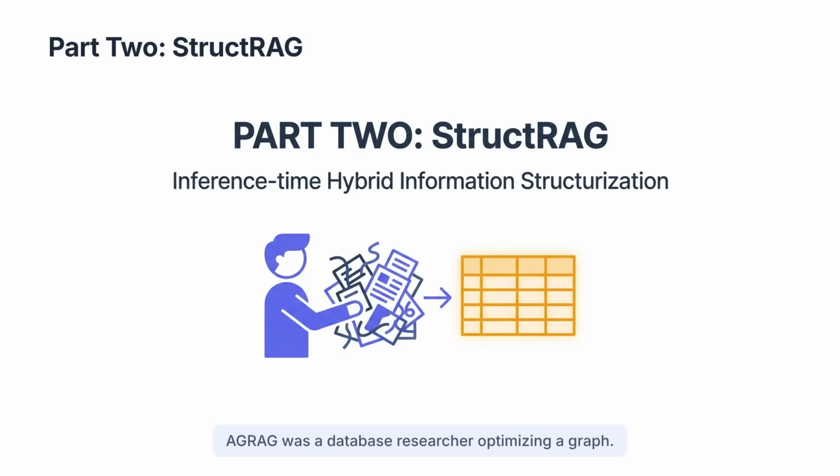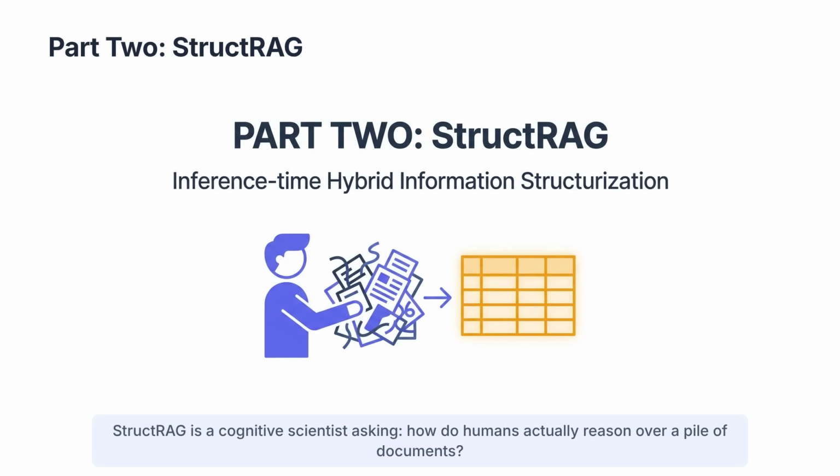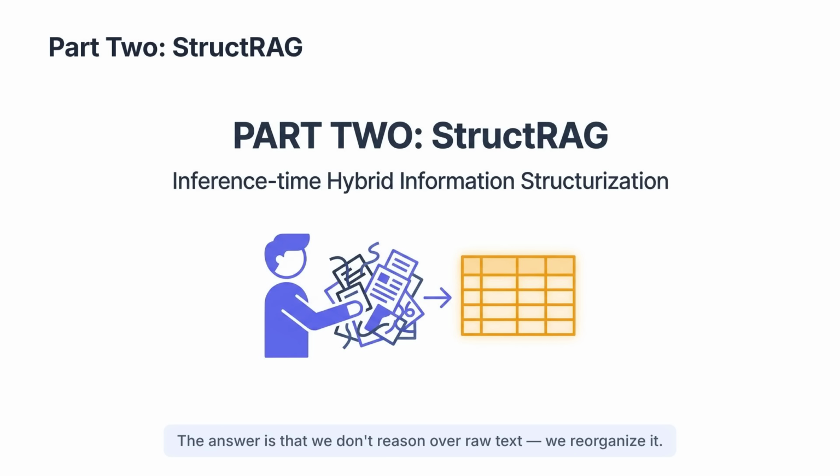AGRAG was a database researcher optimizing a graph. StructRAG is a cognitive scientist asking, how do humans actually reason over a pile of documents? The answer is that we don't reason over raw text, we reorganize it. And StructRAG turns that human habit into an algorithm.